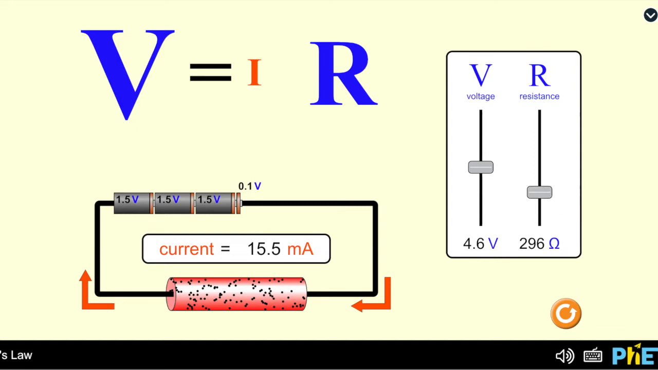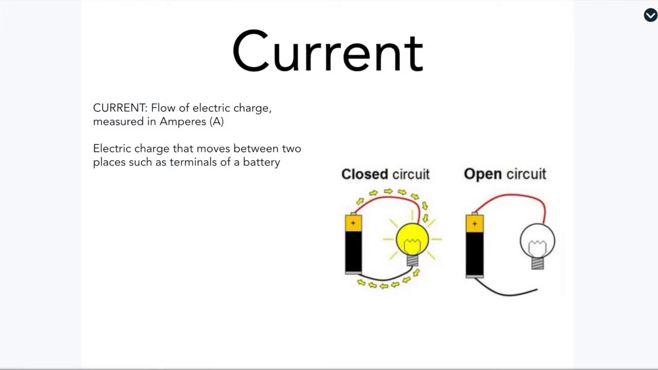Alrighty, next up here. Let's start with current. Current is the flow of electric charge, and it is measured in amperes. Electric charge that moves between two places, such as the terminals of a battery. The other day, we were messing around with different circuits, and we saw that when we closed a circuit, as exampled here, we could cause a light bulb to light up.